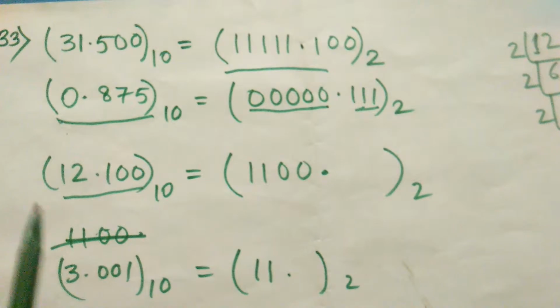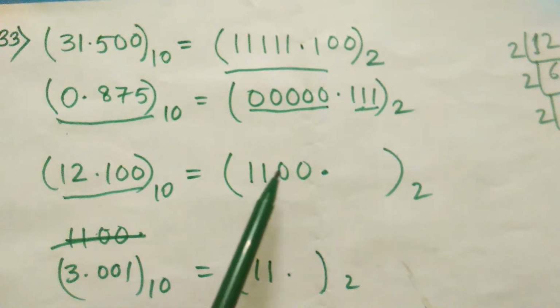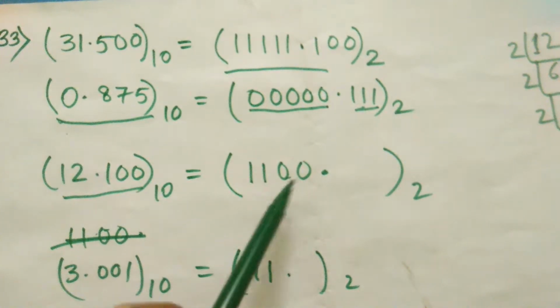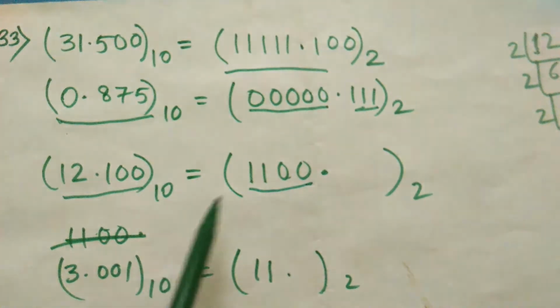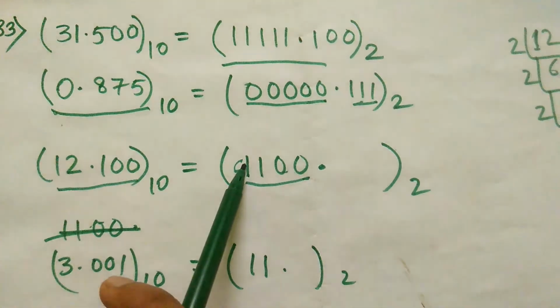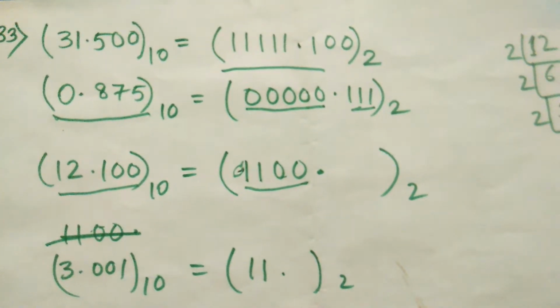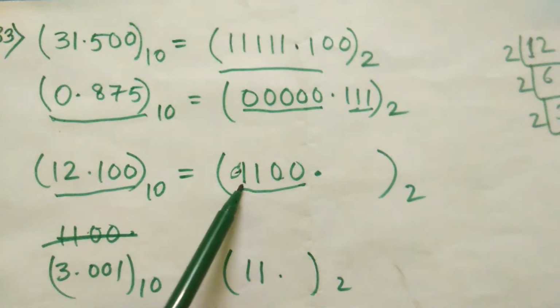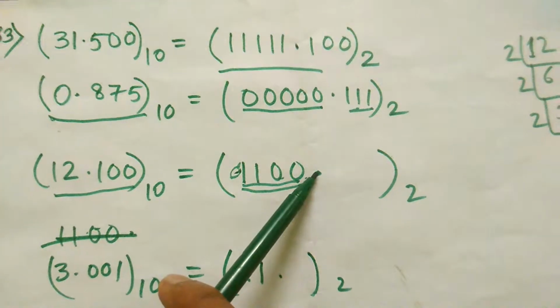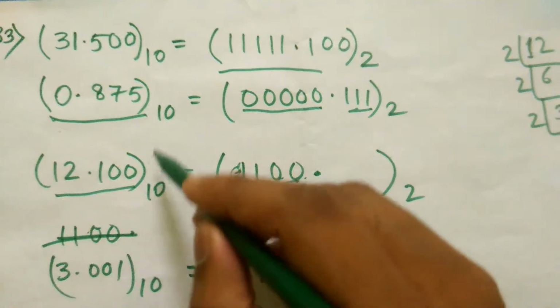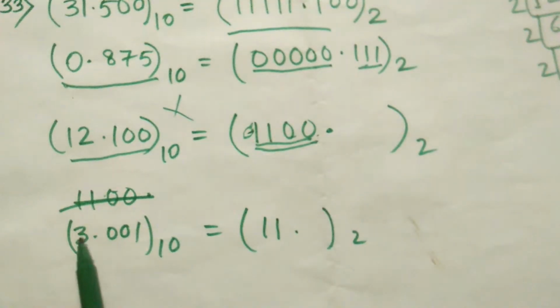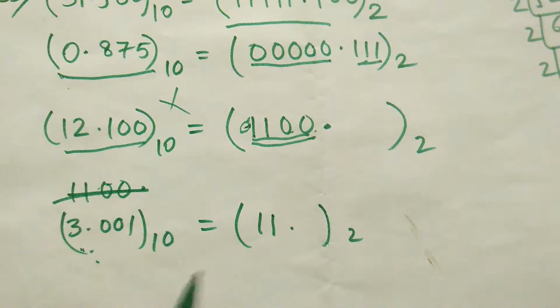Okay, now 12.10. So if you get the binary representation of 12, you will get 1100. So after 4 bits only you have to stop. You cannot add 0 before this point. So you will get 4 digits. After that you have to put the point. So this cannot be represented by the above format. For this also, for getting 3, you have to put the point only after 2 bits. So this also cannot be represented by the given format.